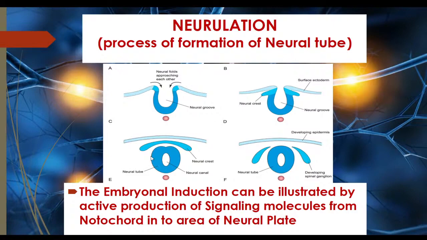The embryonal induction can be illustrated by the active production of signaling molecules from the notochord into the neural plate, which transforms into the neural folds and neural groove. As a result, there are infoldings, invagination inside, then the neural groove continues deeper and deeper, and at one moment forms the neural crest cells like a tip of the neural folds. This neural crest in the future will give rise to the formation of ganglionic plates, or a system of neural crest cells which migrate for the formation of the peripheral nervous system, nerves, and we will discuss this question on the next slide.